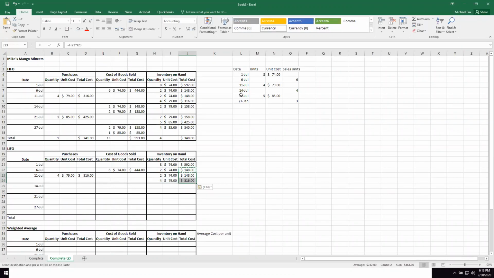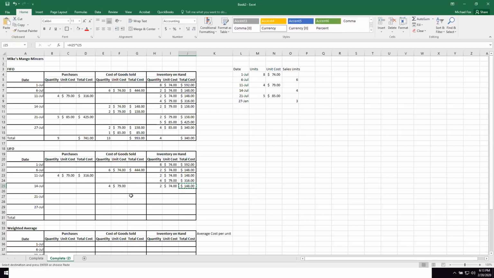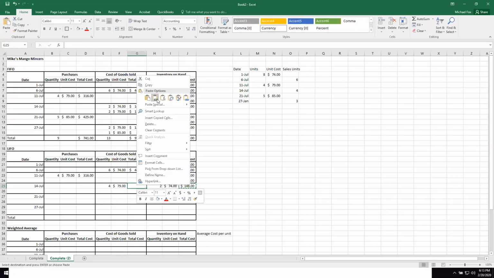So on the 14th of July, I sell 4 units. And the question is, wait, which units am I selling? And the answer is it's the last in, so my most recently purchased units. In this case, it's the $79 units. Which leaves me then with the 2 units that cost $74 still in inventory. So there's the big difference between first in, first out and last in, first out.